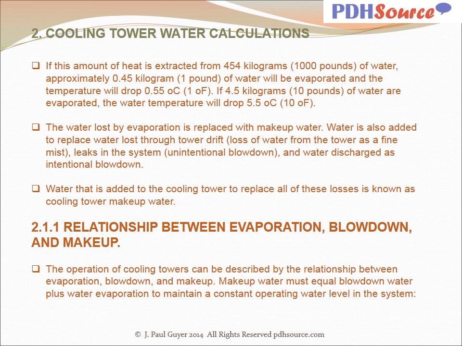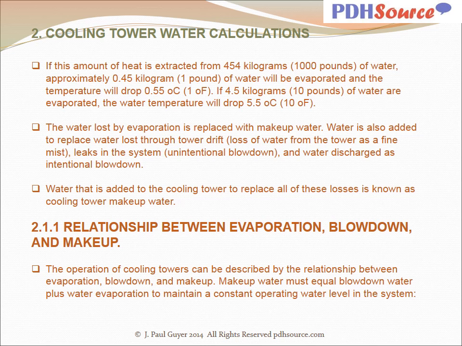If this amount of heat is extracted from 1,000 pounds of water, approximately 1 pound of water will be evaporated and the temperature will drop 1 degree Fahrenheit. If 10 pounds of water are evaporated, the water temperature will drop 10 degrees Fahrenheit. The water lost by evaporation is replaced with makeup water.